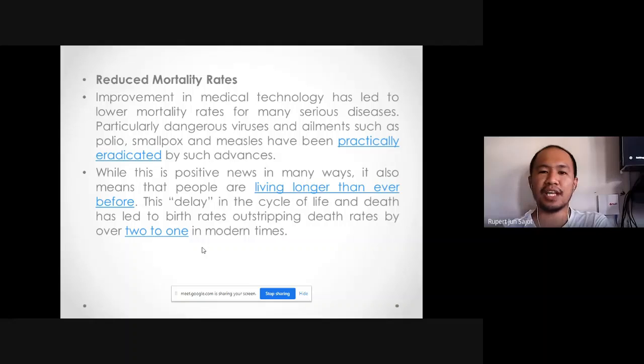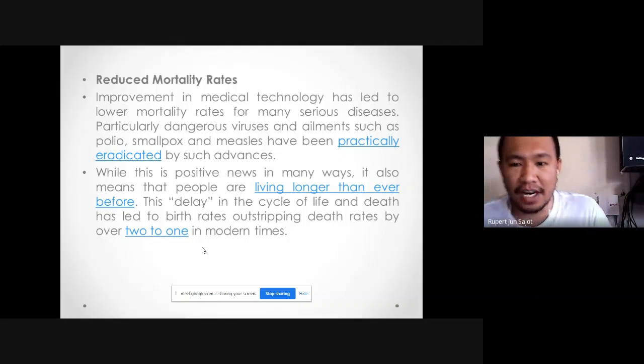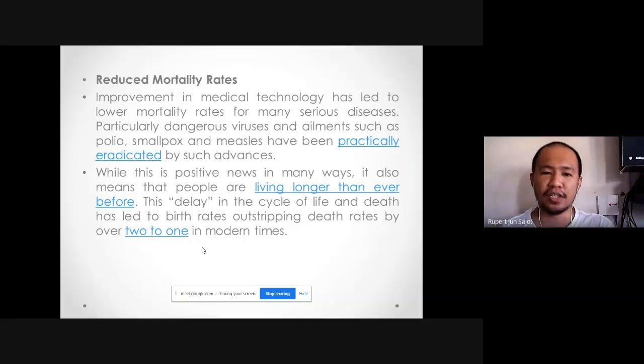Next, reduced mortality rates. Improvement in medical technology has led to lower mortality rates for many serious diseases. Particularly dangerous viruses and ailments such as polio, smallpox, and measles have been practically eradicated by such advances. While this is positive news in many ways, of course, nobody wants to die from these viruses, it also means that people are living longer than before. This delay in the cycle of life and death has led to birth rates outstripping death rates by 2 to 1 in modern times. So again, it is a double-edged sword, right?